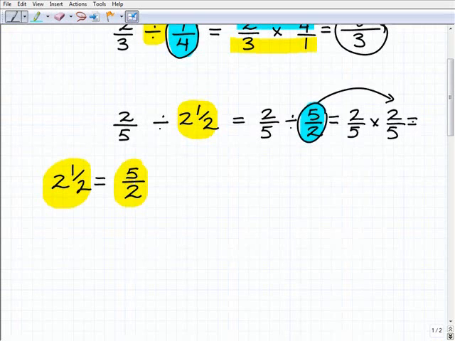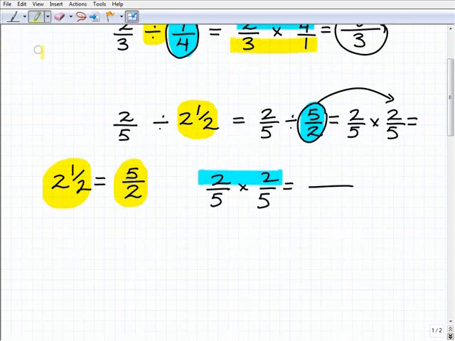We want to make sure that we did it right. And then we have 2/5 times 2/5. To find that product, we go ahead and multiply the numerators and multiply the denominators, and we get 2 times 2 is 4, 5 times 5 is 25, and we're done.